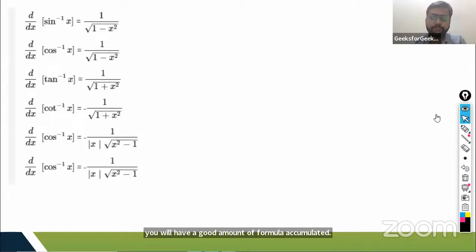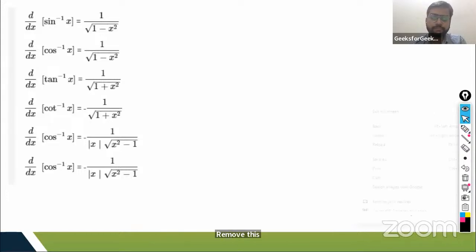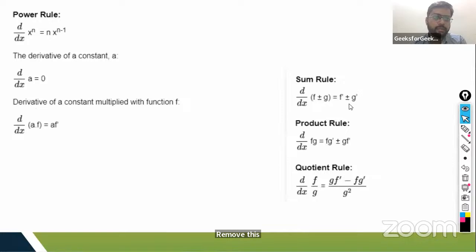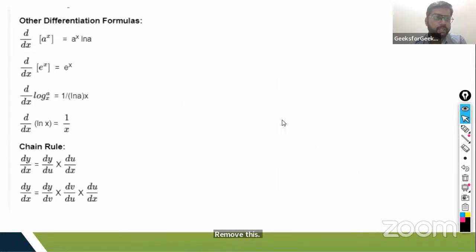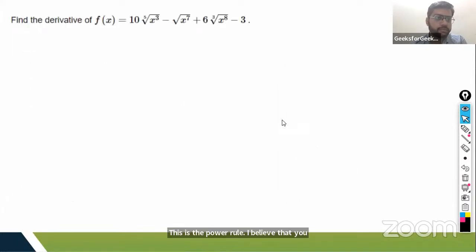Next. This is the power rule. I believe we have done that part. The chain rule is done. Now, this differentiation. I'm hoping you try to solve this question on your own. I'm giving you 2 to 3 minutes. Please solve.